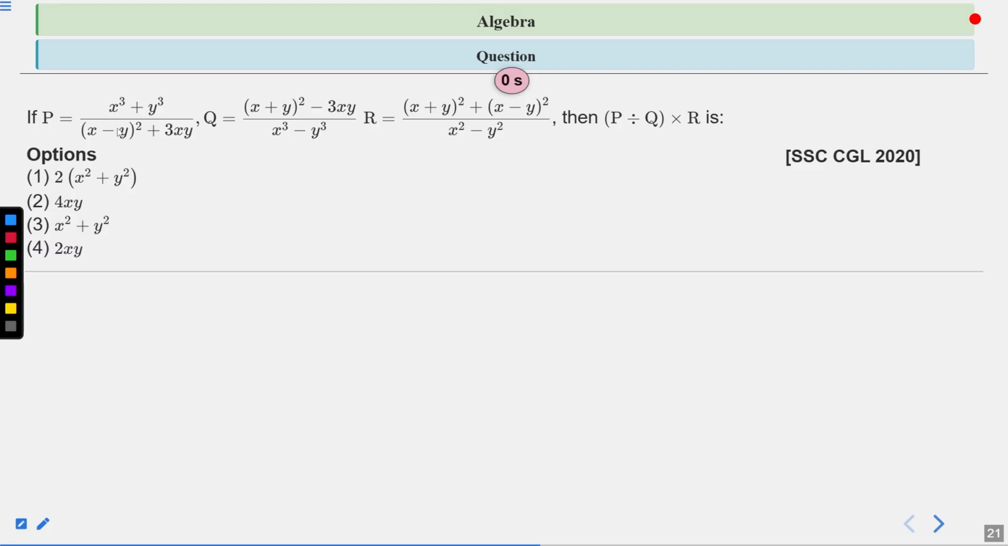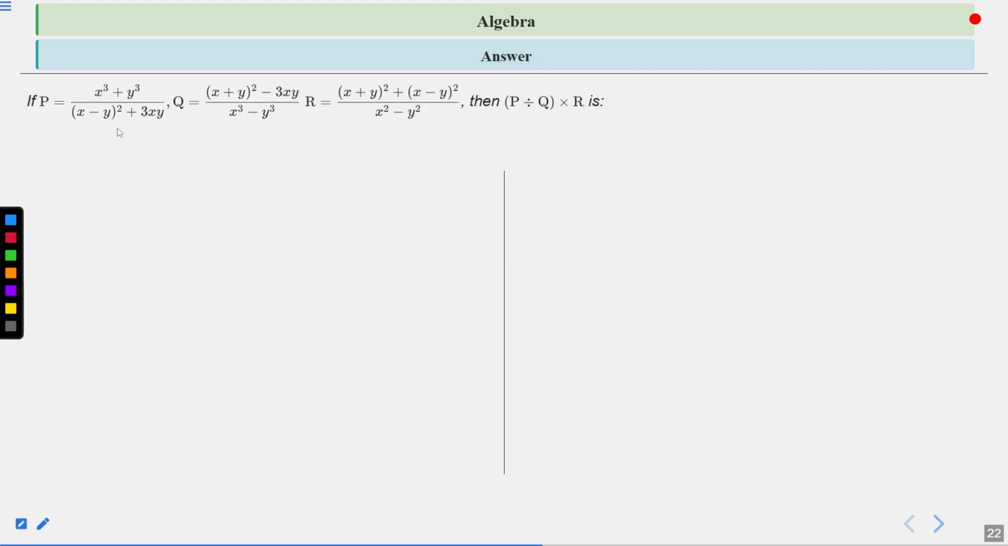Now time's up. Let's see the solution of this question. The question says that p equals x cube plus y cube upon x minus y whole square plus 3xy, q is x plus y whole square minus 3xy upon x cube minus y cube, and r is x plus y whole square plus x minus y whole square upon x square minus y square. So we need to calculate the value of p dividing q and whole multiplying by r. The correct answer of this question is the first one, which is 2 times of x square plus y square.